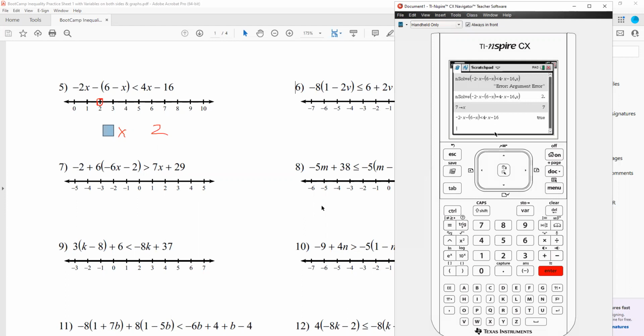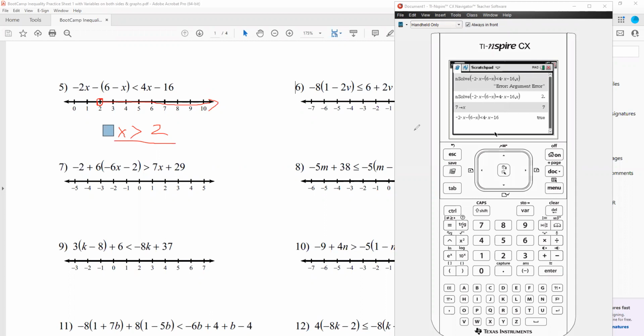So that means when I go get my marker, everything to the right is going to be in the solution set. So we would say anything greater than 2 is going to be a solution. So this is what we would do. And that's it. That's what you're doing every time.